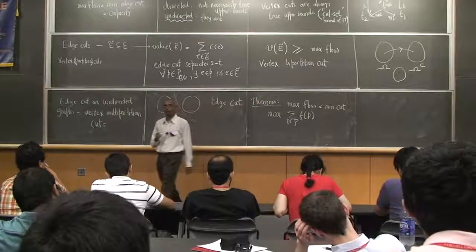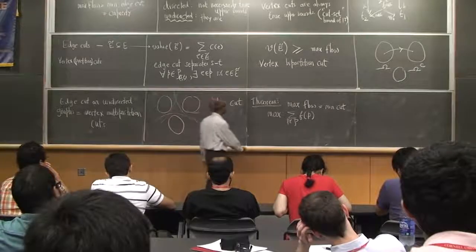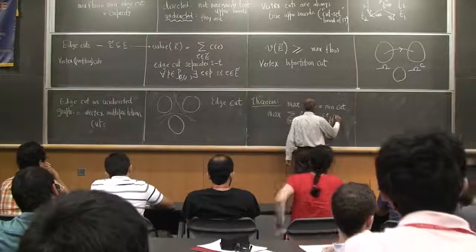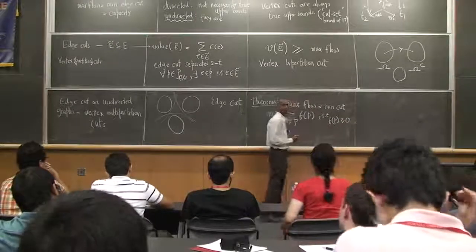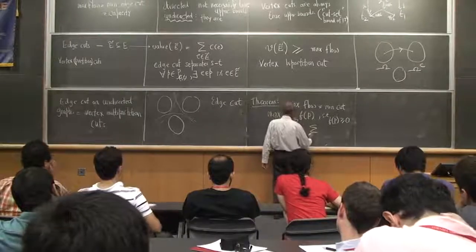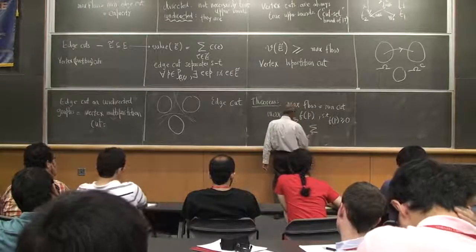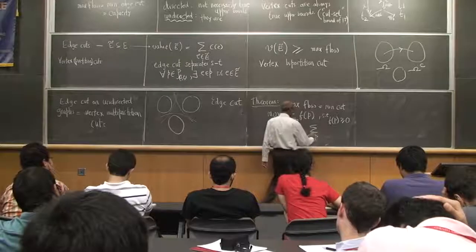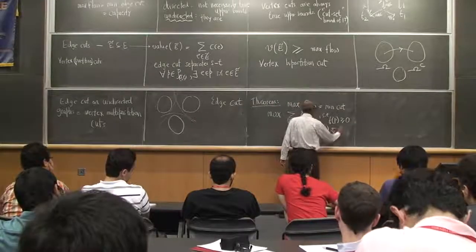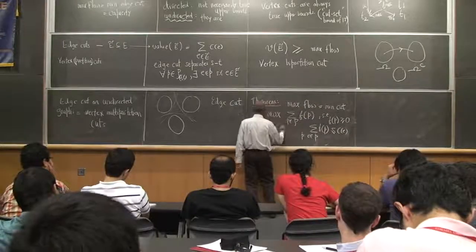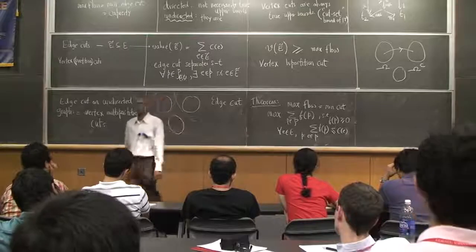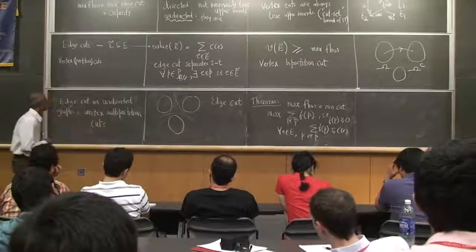P belongs to the set of all paths such that these f of p's are non-negative, and so look at any edge, look at all the paths such that the edge E belongs to the path P. You sum up all the flows, that should be at most the capacity of the edge, and this should be true for all edges in E. So this was how the program looked. So this was a linear program.